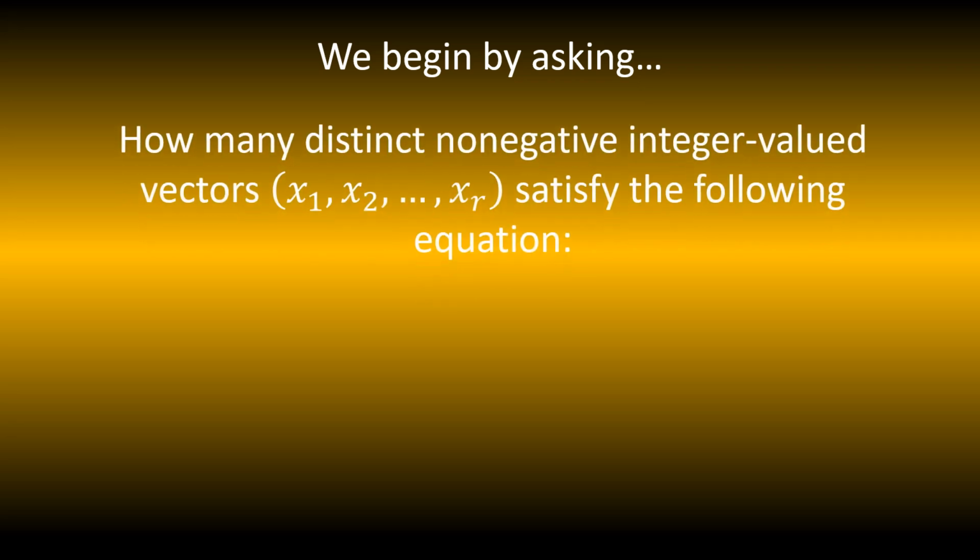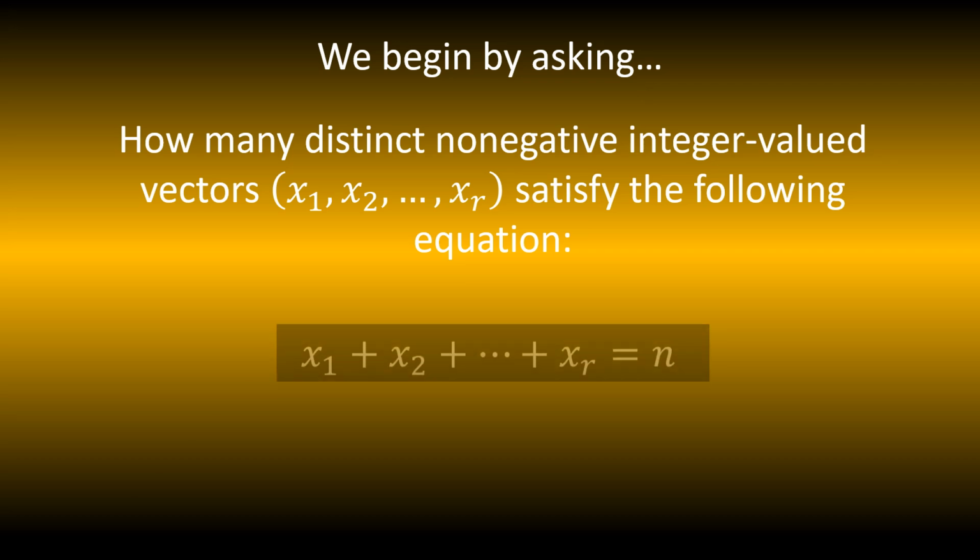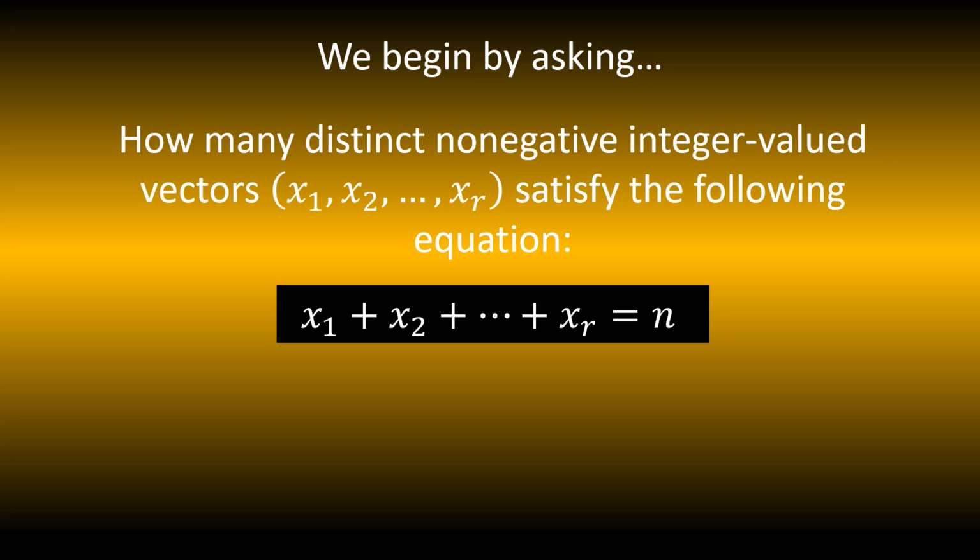So we begin by asking, how many distinct non-negative integer valued vectors, x1 all the way to xr, satisfy the following equation of x1 plus x2 plus all the way to plus xr is equal to n. We can actually make a visualization of this, and we'll use that to find these values of x's.